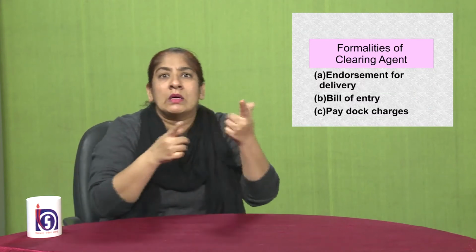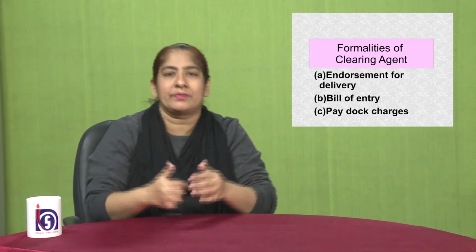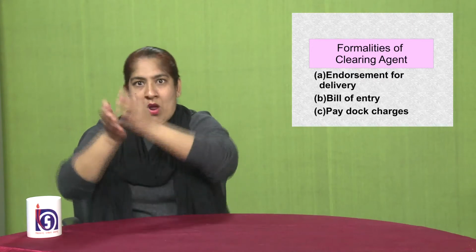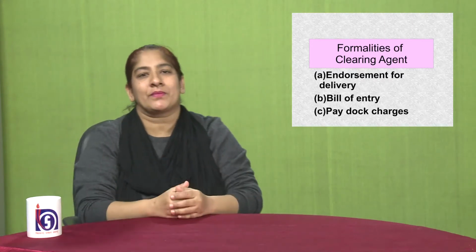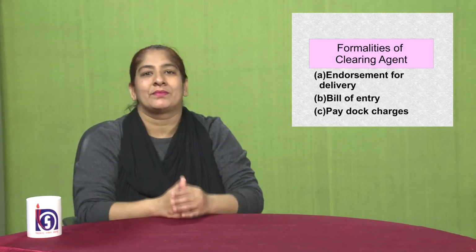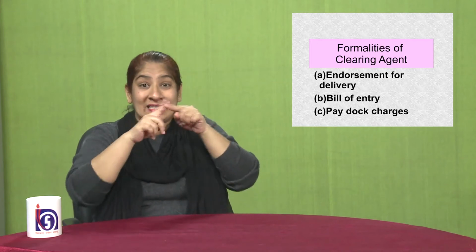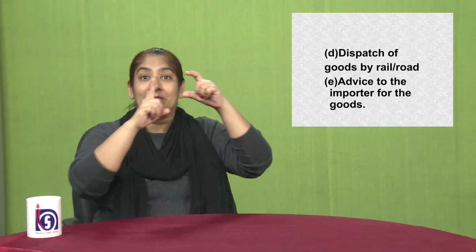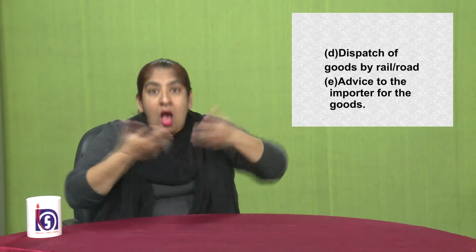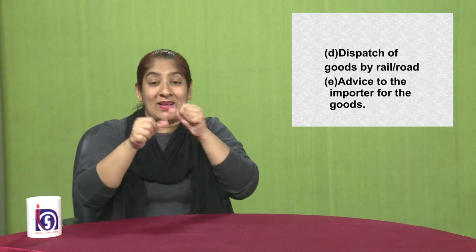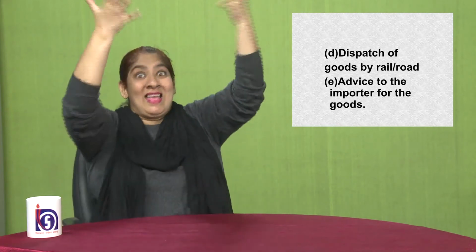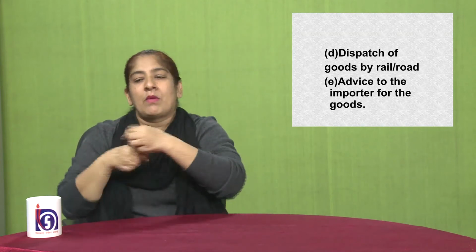Formalities of the clearing agent, what are they? A is endorsement for delivery. B is bill of entry. C is paying of dock charges. D is dispatch of goods by railway or road; the agent decides. E is advice to the importer for the goods.